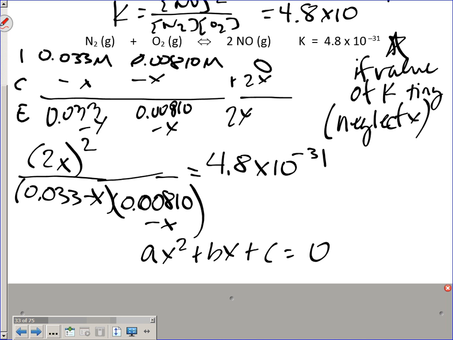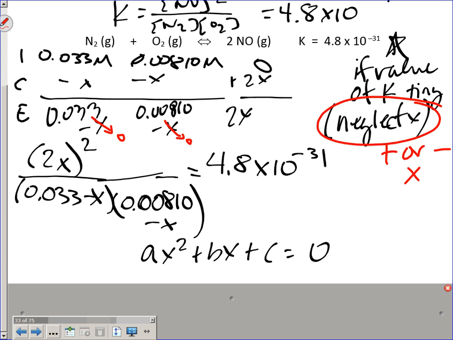So for neglecting x, you assume that the x here is approaching 0. So I draw an arrow through it and put 0. That's representing that x is so small, it's so close to 0, we say it's approaching 0. This is approaching 0 as well. But you're only doing it for x's that are added or subtracted.